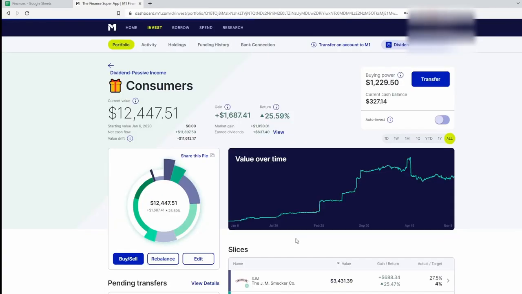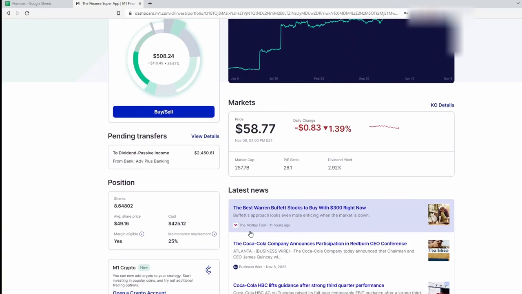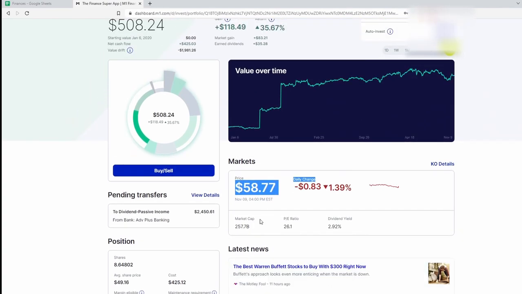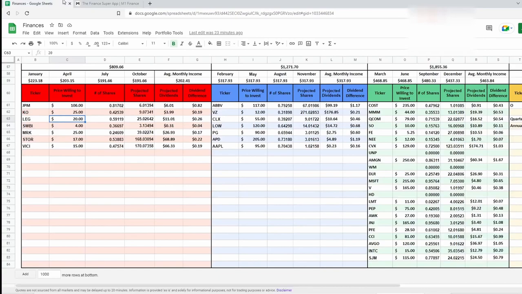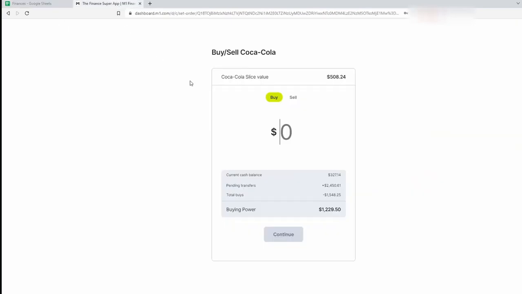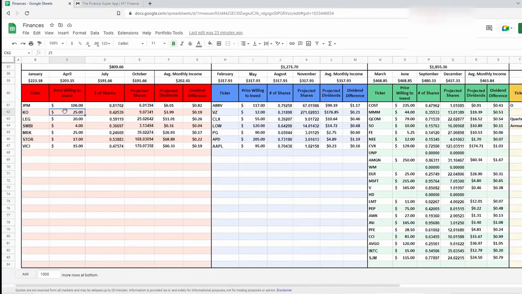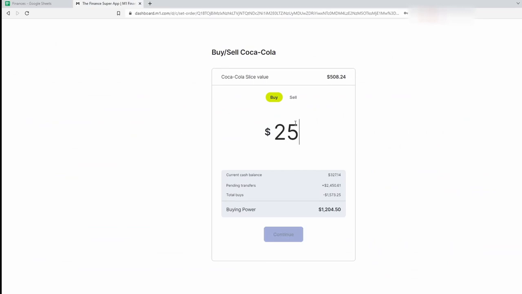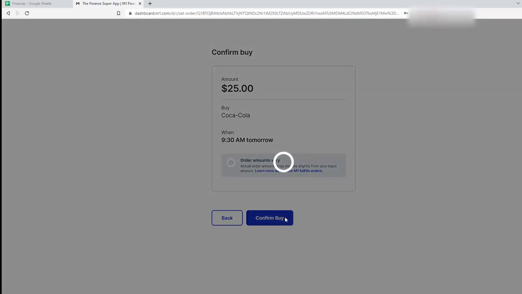Next, we got Coca-Cola. Coca-Cola. Paid for it, guys. Look at this. $49.16. Current share price, $58. Damn. Wow. This is going back down memory lane at this point, honestly. I'm just looking at this. I'm just like, I cannot believe I paid these prices. And that is, what, $25? Okay. $25 into Coca-Cola.